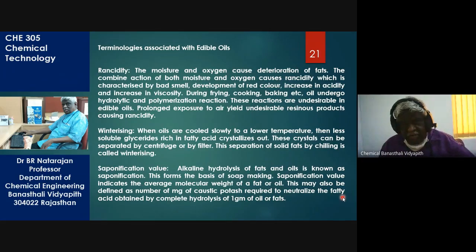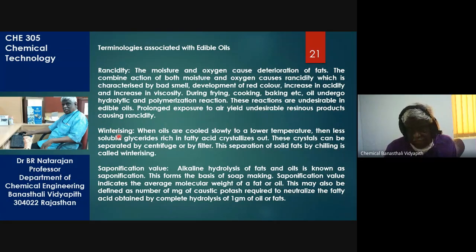Some terms associated with edible oils. So rancidity, we have been hearing about it. See, the moisture and oxygen cause deterioration of fats. The combined action of both moisture and oxygen causes rancidity, which is characterized by a bad smell, development of red color, the oil looks reddish, increase in acidity, increase in viscosity. During frying, cooking, baking, oils undergo hydrolysis and polymerization reactions. Okay, and these reactions are undesirable in edible oils. Prolonged exposure to air yields undesirable resin-like product, causing rancidity.